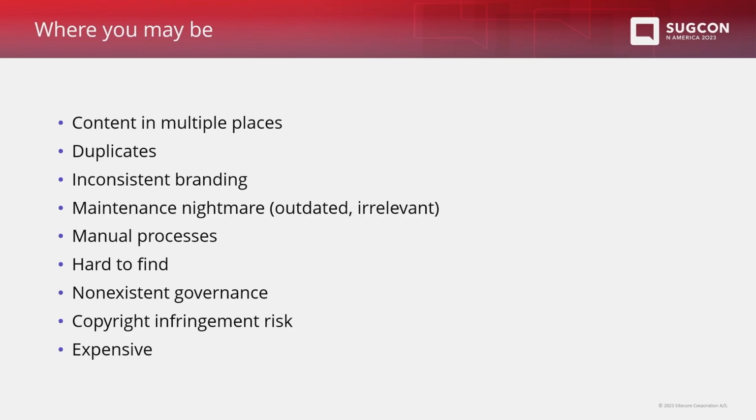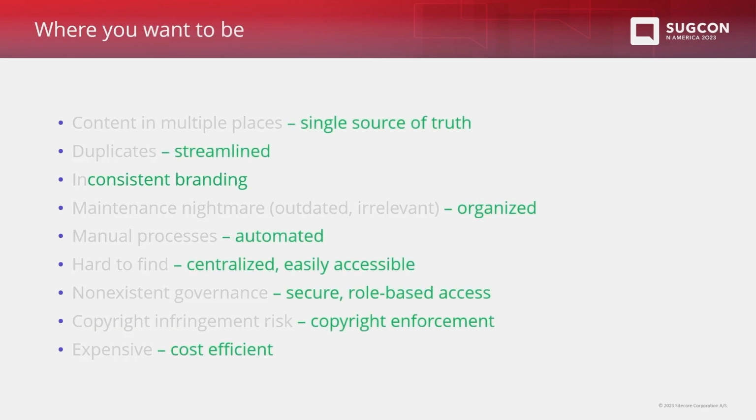We're bleeding money. We need to be here. We need to have a single source of truth. We need to have streamlined content. We need to have consistent branding. We need to be organized, automated, centralized, easily accessible, secure, role-based access, copyright enforcement, cost efficient.